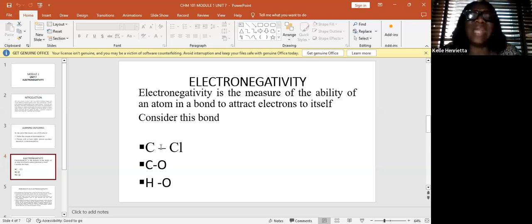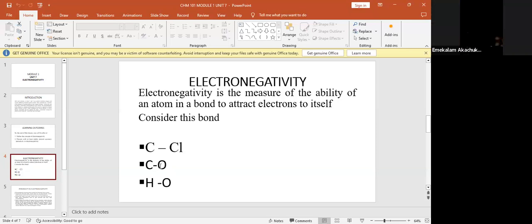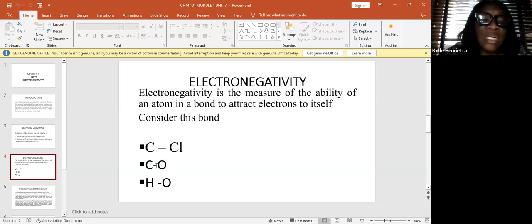So because it has the ability to attract an electron to itself, as it's in a bond with another atom, we say this chlorine is electronegative. And when you compare it to this carbon, it is more electronegative than the carbon. The same thing, this oxygen too. When oxygen is in a bond with an atom like hydrogen, like this, more of the electrons are attracted to the oxygen atom. So because of this definition of electronegativity, we say this oxygen is more electronegative than the carbon atom.